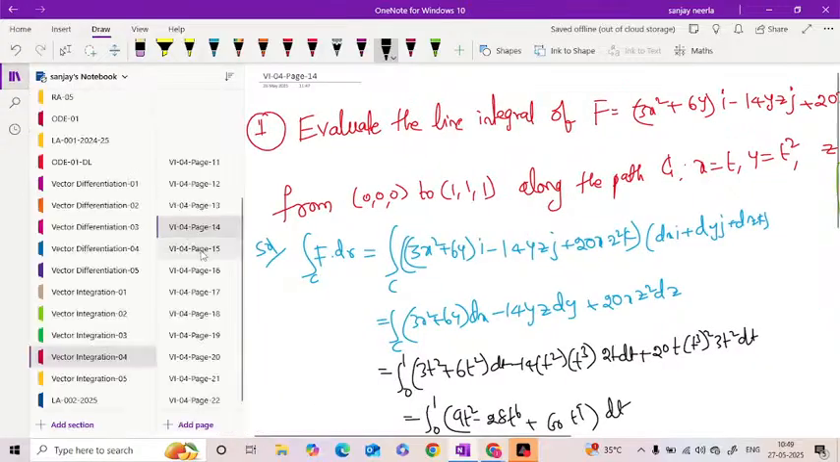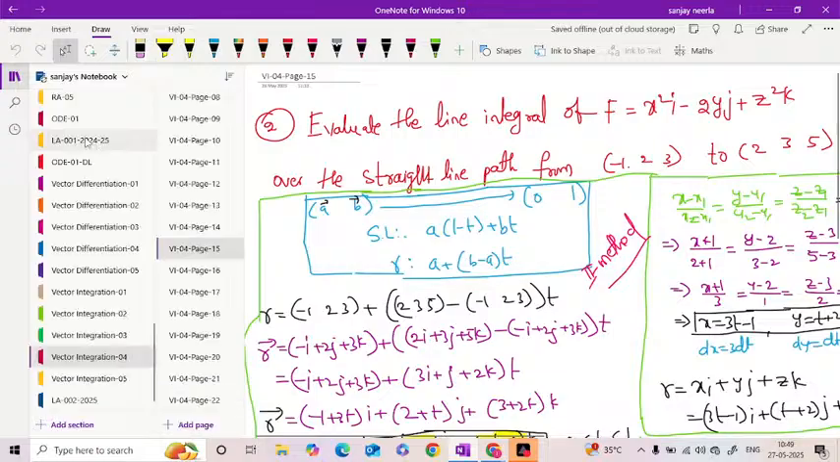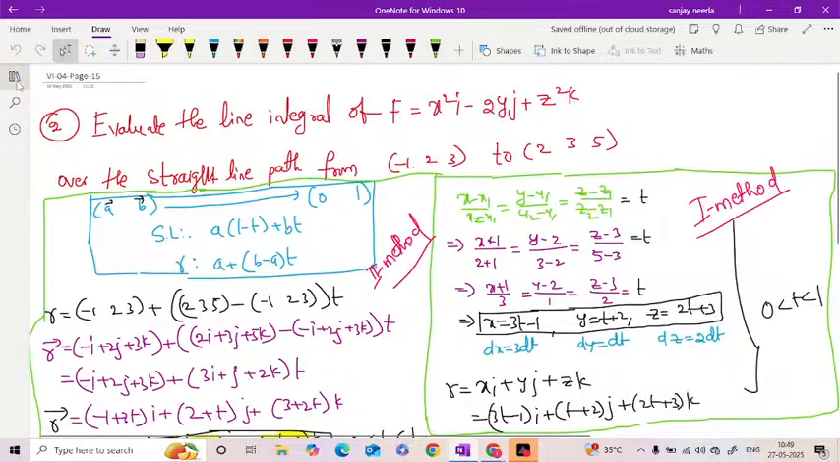Same type of problem, the second problem. It is given that the vector field is x square i minus 2y j plus z square k, over the straight line path from (-1, 2, 3) to (2, 3, 5). Observe that in the previous problem they gave the parametric form directly. Here the parametric form is not given. From these two points we have to find the parametric form of the straight line.